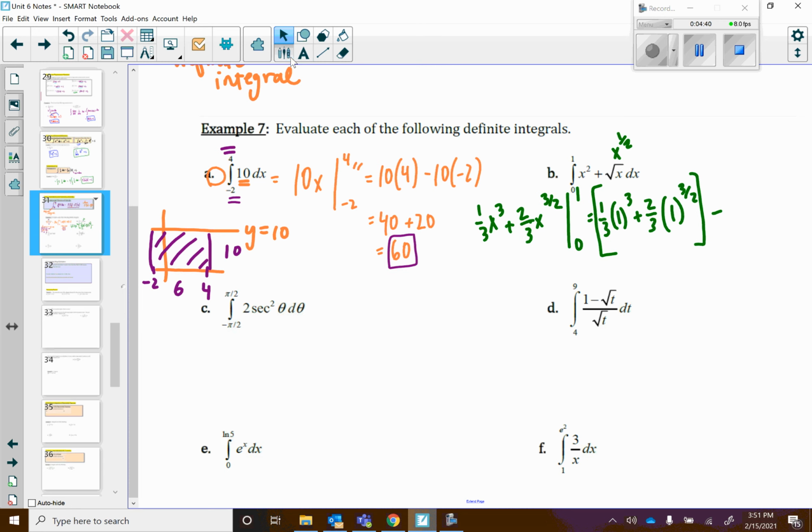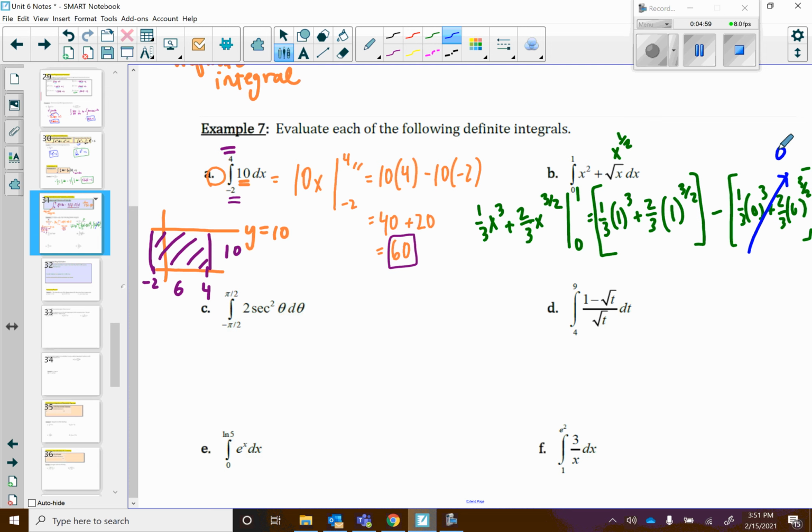Although maybe you're looking at this thinking we don't really need space, but for emphasis, I'll put it 1/3 times 0 cubed plus 2/3 times 0 to the 3/2. Sorry, that's all squished there. It doesn't really matter though, because we have 0 plus 0. This piece is just 0.